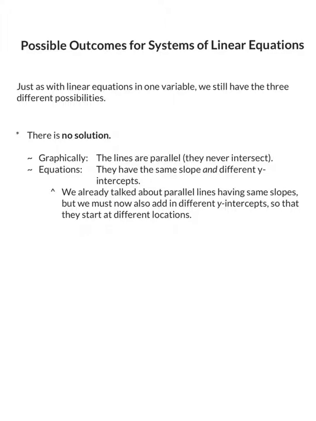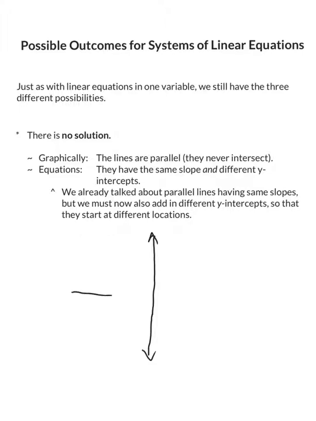In order to have parallel lines in terms of our equations, these are lines that have the same slope. We've talked about that in the previous chapter. This time we're going to be a little bit more specific. They have to have different y-intercepts. We want to make sure that they start at different locations.